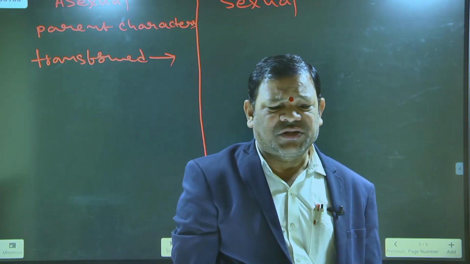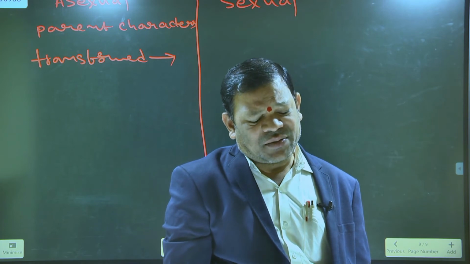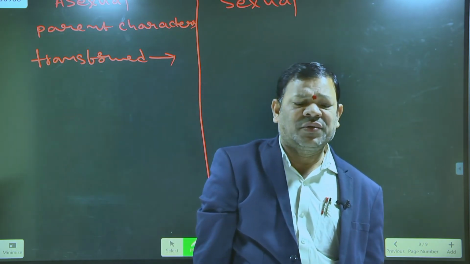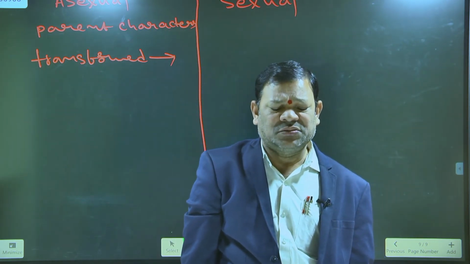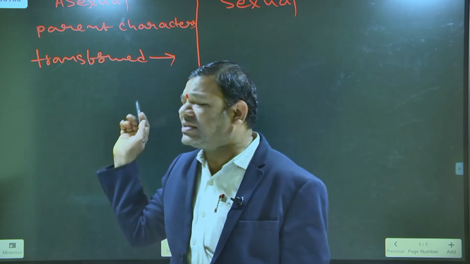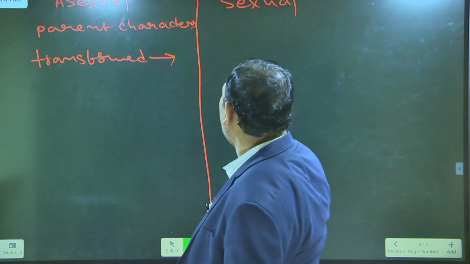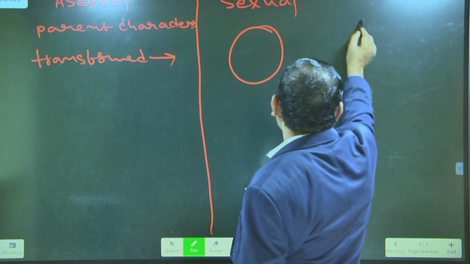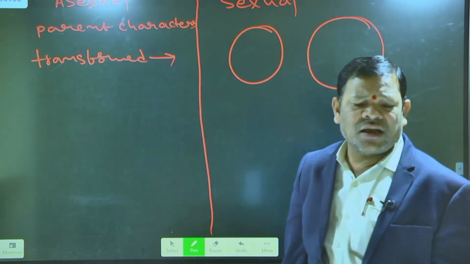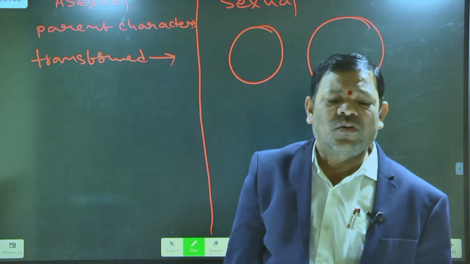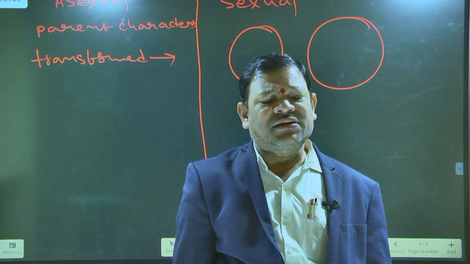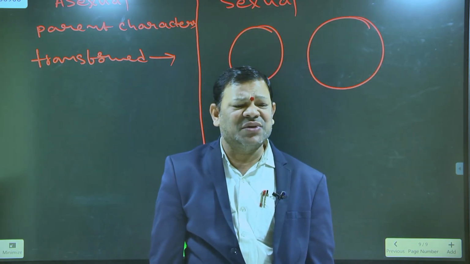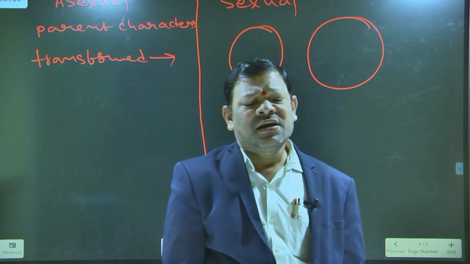In asexual reproduction, the parental characters that are present are transferred from the parent to the progeny. But in sexual reproduction, what happens? Half of the father's characters, half of the mother's characters, and sometimes ancestors' characters are also transferred. Who are the ancestors? Ancestors means our grandfather, grandmother.